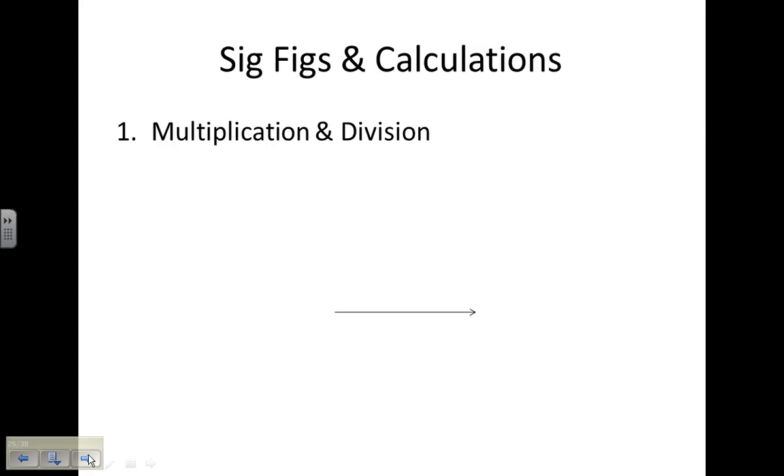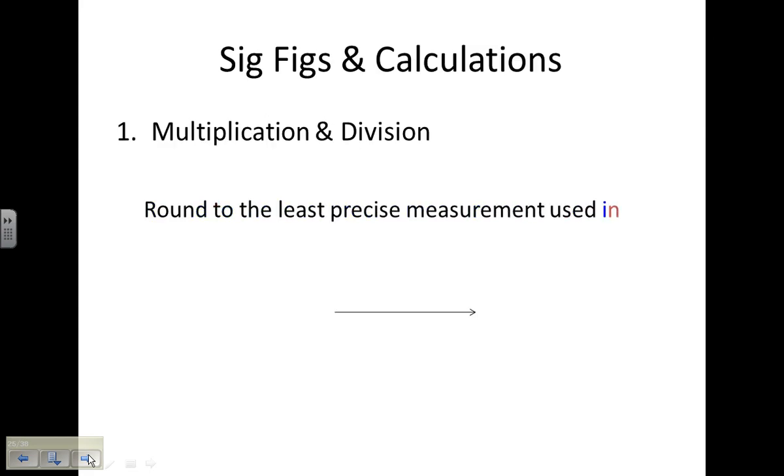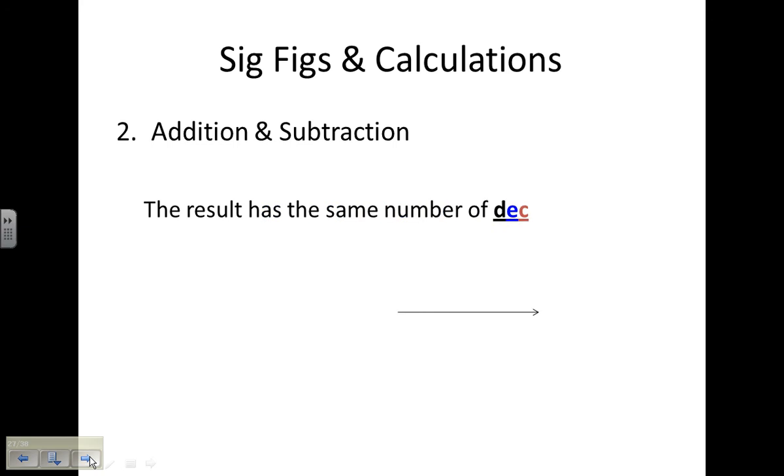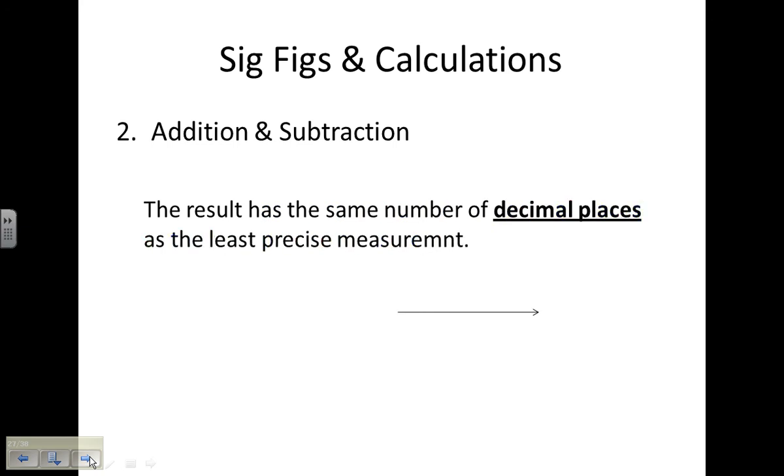When you're multiplying and dividing, you always want to go to the least precise measurement, which means the one with the least number of sig figs. When you're adding and subtracting, you want to go to the number with the least number of decimal places. And so there's a couple of examples for you.